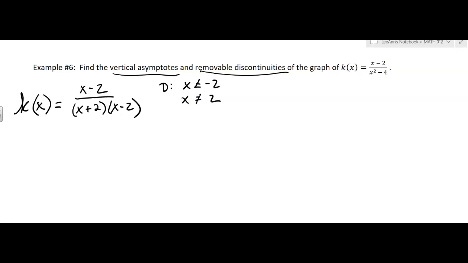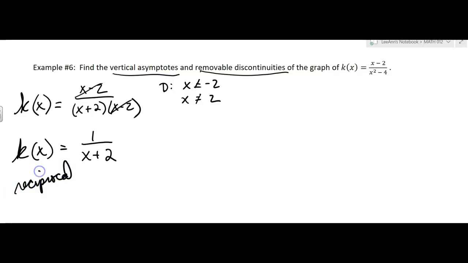Okay, now the function simplifies because those cancel, and so we get k of x equals 1 over x plus 2. That means this is a reciprocal function, and it's a horizontal shift, so 2 to the left. Okay, and I told you we were going to talk about the graph.